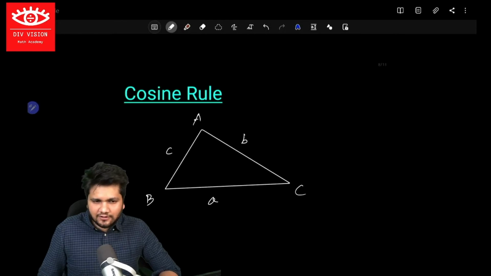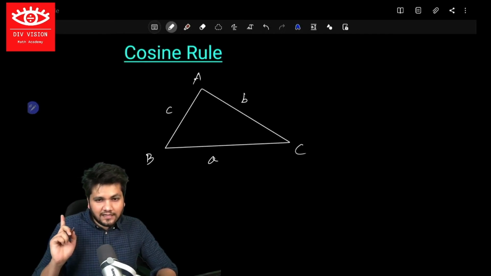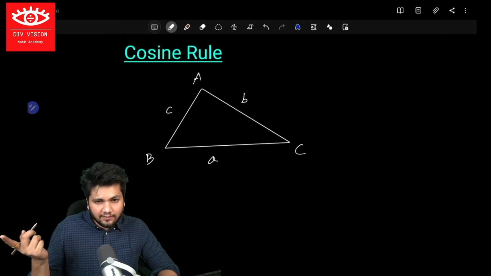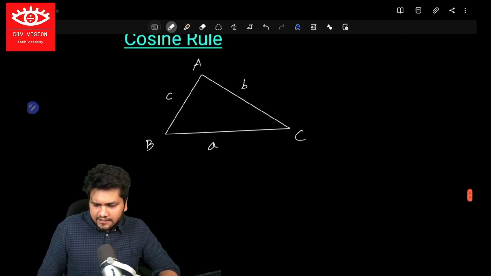Of course, cosine rule, cos has to be there for sure. Now, what is this cosine rule? It is used when they have given a lot of sides, but they haven't given you the angle. So generally it is used there. So let's figure it out.